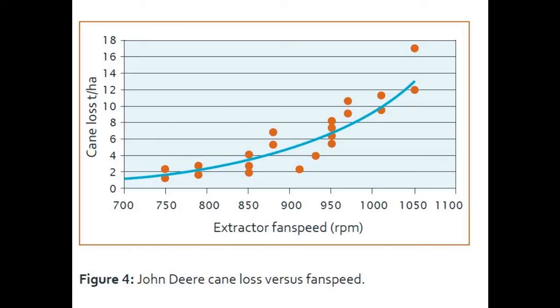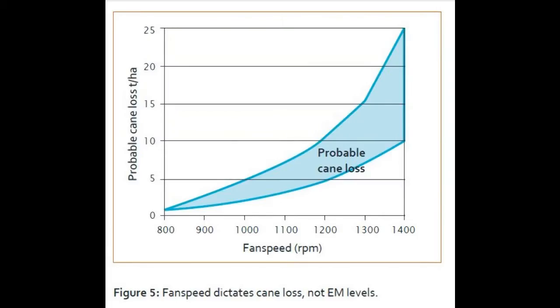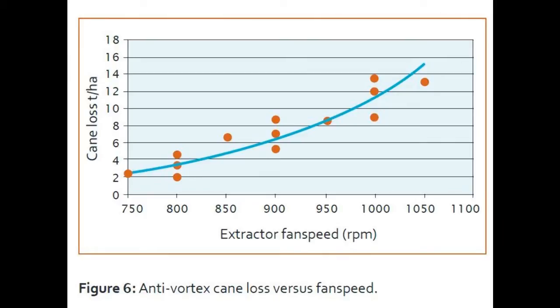Cane loss rises rapidly as extractor fan speed increases above 800 RPM. This is in contrast with older models. Their losses start to increase rapidly above 1000 RPM. The Anti-vortex extractor design is standard in the current model Case IH harvester, but retrofittable kits are available to suit earlier machines. As with the John Deere system, losses increase exponentially above 800 RPM. With losses of up to $1,500 per hectare being measured in SRA field trials over recent years, it's important that operators are aware of the impact fan speed has on cane loss.